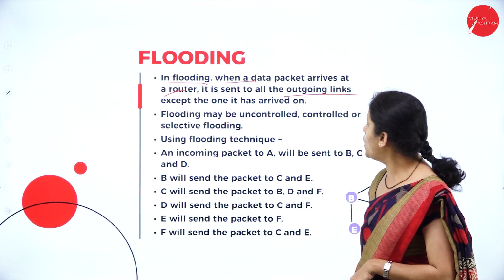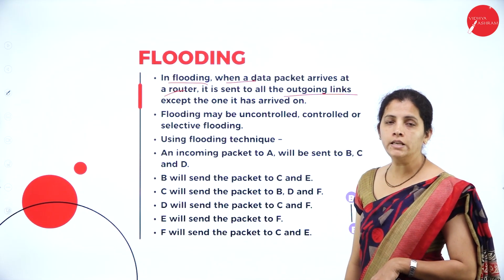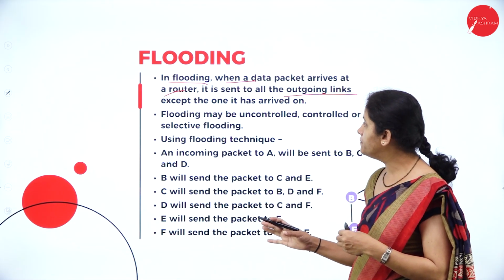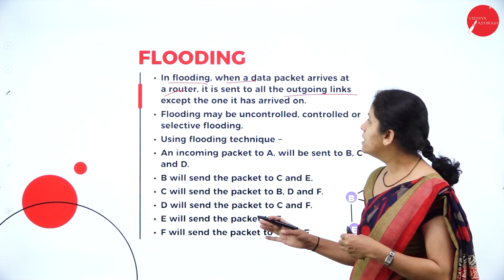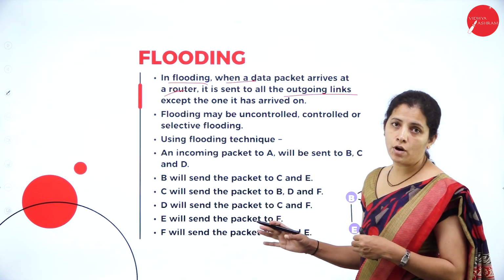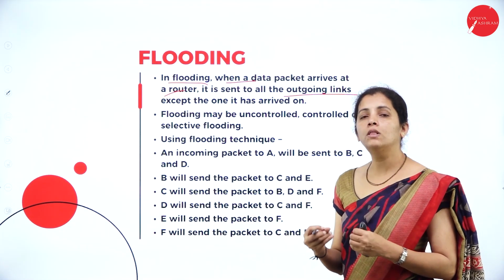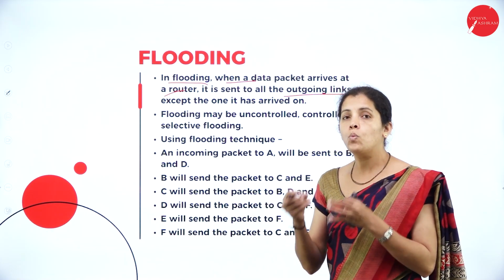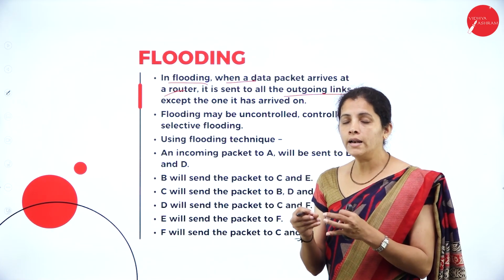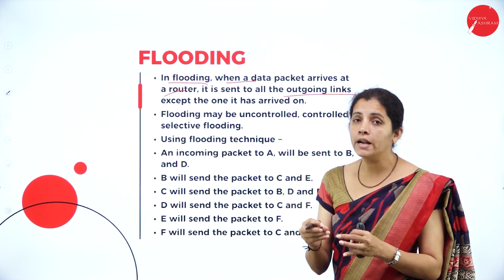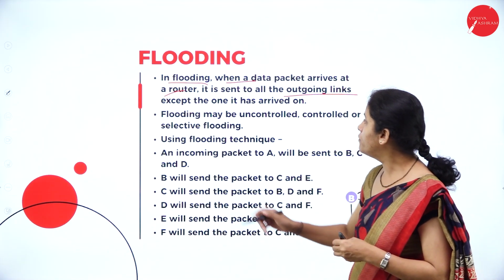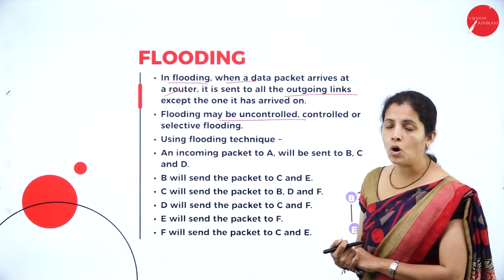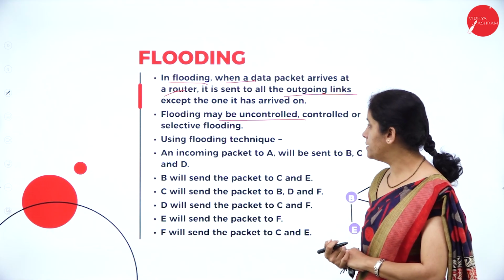It is sent to all the outgoing links except the one it has arrived on. So it's going to send all the data packets to all the links except the one it receives the data packet on. So flooding may be controlled, uncontrolled, or selective flooding.